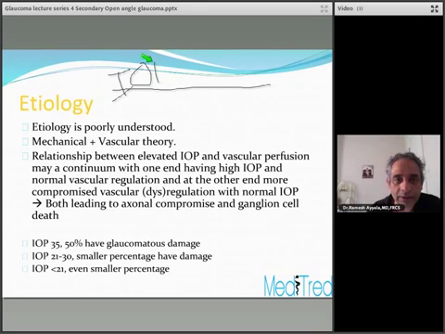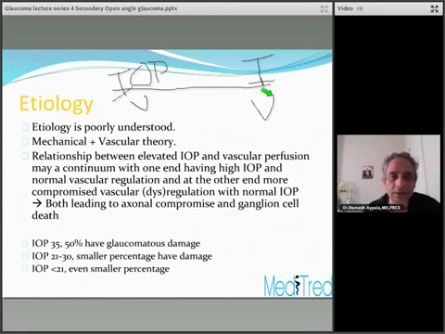so difficult to write with this. And the other side is the vascular dysregulation. I'll simply put that as V. And here is IOP on the other end, and we'll mark this as I, and the bottom as vascular regulation or dysregulation.